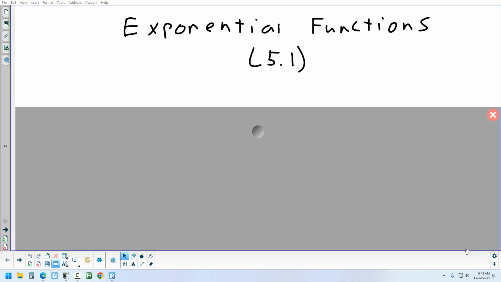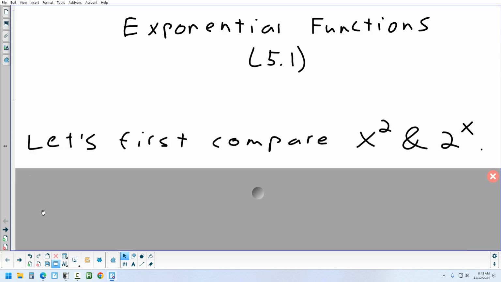Okay, so our last chapter we're going to look at, before we start trig, it's two kinds of functions, exponentials and logarithms. So we're going to start today with exponentials. First, I just want to look at the difference between those two things. They both have an x and a 2 in them, but they're very different.